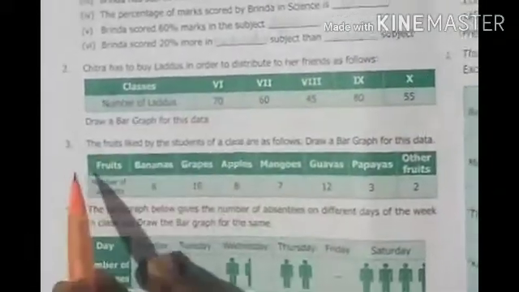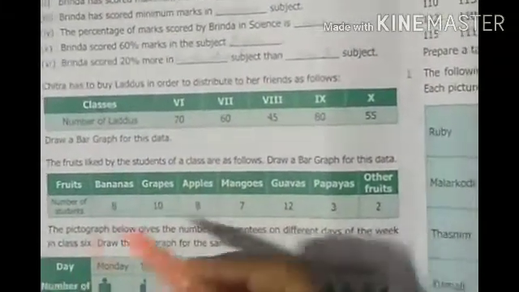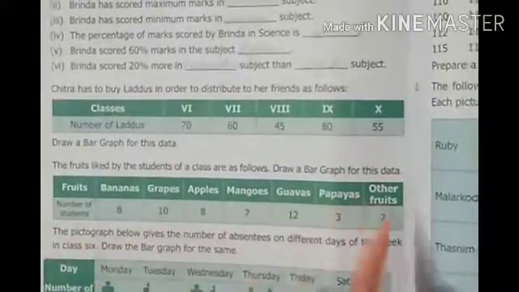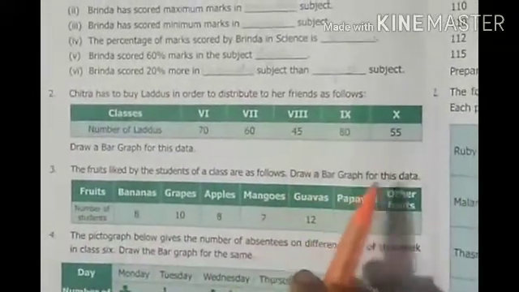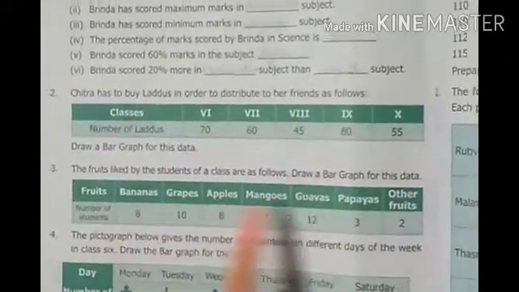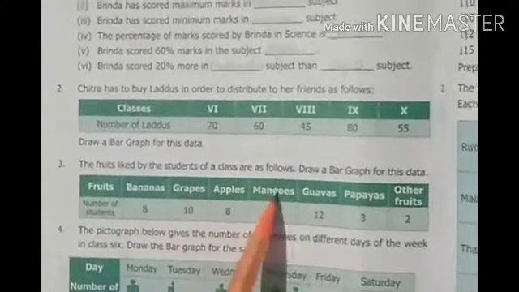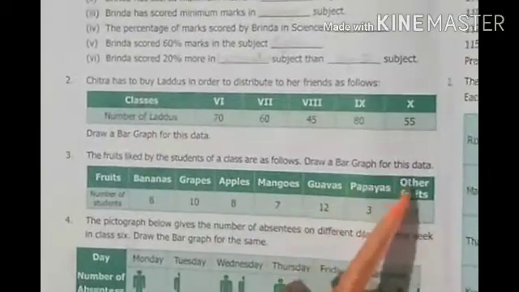Some students like fruits. They like different fruits: banana, grape, apple, mangoes, like that. In the question also, they have given the fruits liked by the students of a class. Now, with the given data, we have to draw a bar graph for this data. So what are the fruits they have given, children? Banana, grapes, apples, mangoes, guavas, papayas and other fruits.